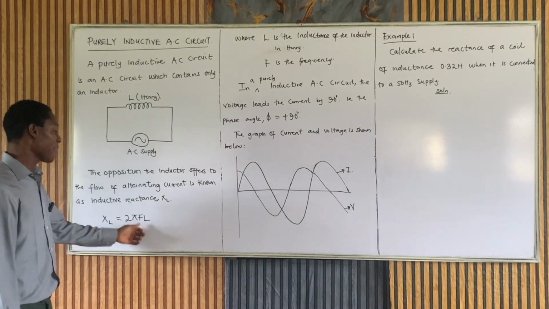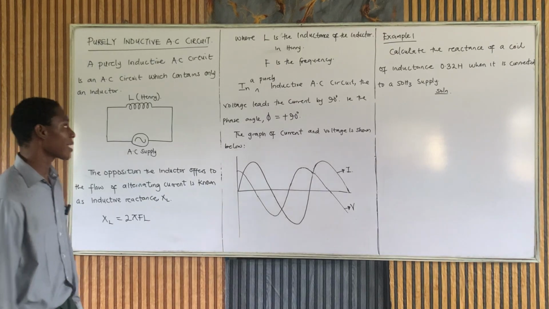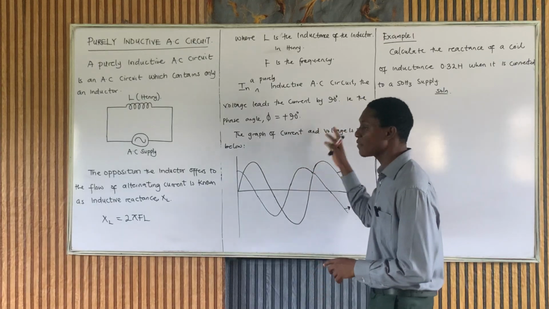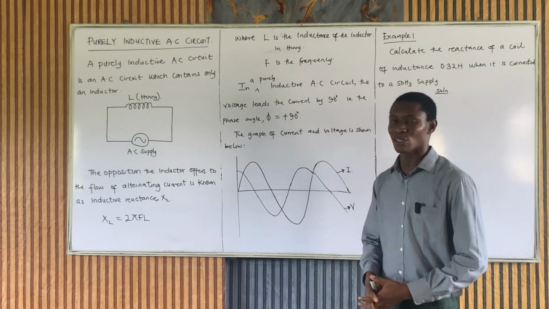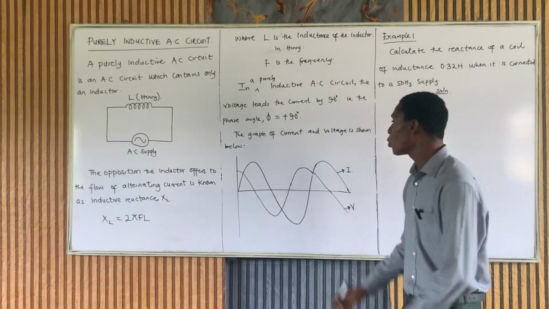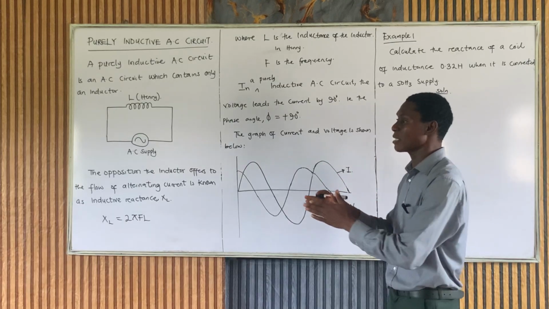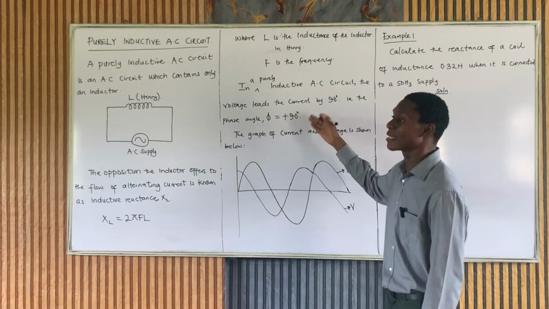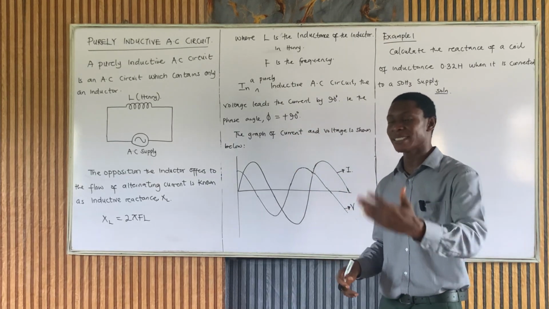And then the F is frequency. XL means inductive reactance. Now, one thing I want you to take note of is that in a purely inductive AC circuit, the voltage leads the current, or the current comes behind the voltage or lags the voltage. So voltage is ahead, and for this we are using the voltage as a reference. So the phase angle here is 90 degrees actually.